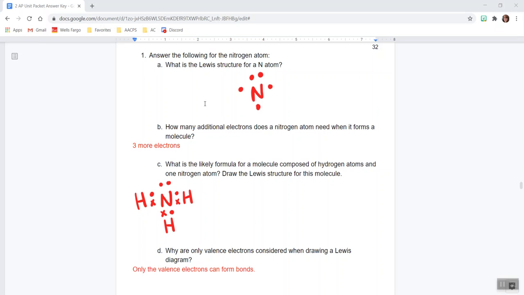The number of unpaired electrons gives us a hint about the number of bonds that this needs to form. So nitrogen needs 3 more electrons to satisfy the octet rule. If we think about a molecule that is made from just hydrogen and nitrogen, hydrogen has 1 electron and nitrogen needs 3. So it makes sense that I would need 3 hydrogens for every 1 nitrogen.